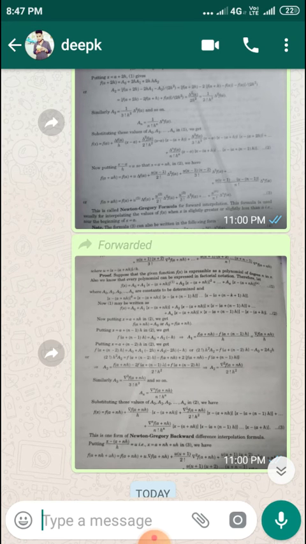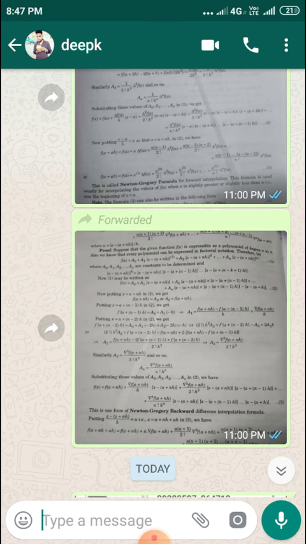(x minus (a plus nh))(x minus (a plus (n minus 1)h)) ..., and similar process. Now 1 may be written as f(x) equals a0 plus a1 (x minus (a plus nh)) plus a2 (x minus (a plus nh))(x minus (a plus (n minus 1)h)) ..., in similar way. Now putting x equal to a plus nh in equation number 2, we get f(a plus nh) equals a0, or a0 is equal to f(a plus nh).